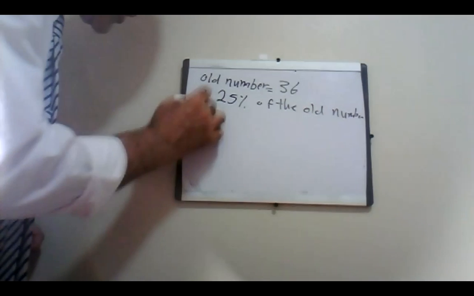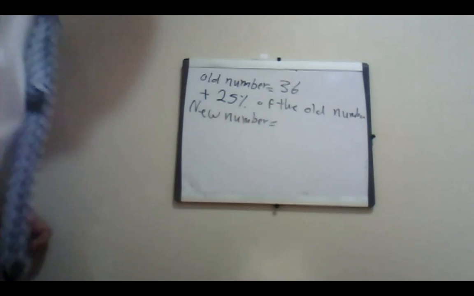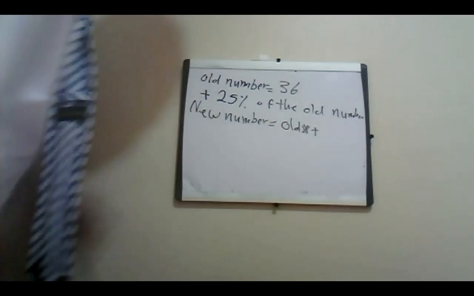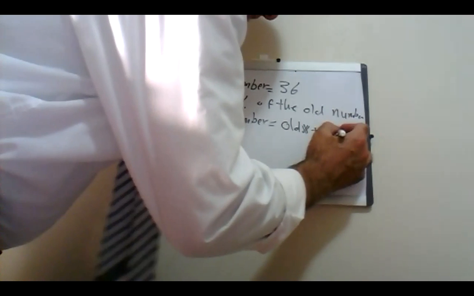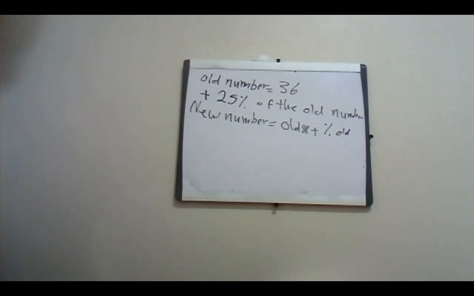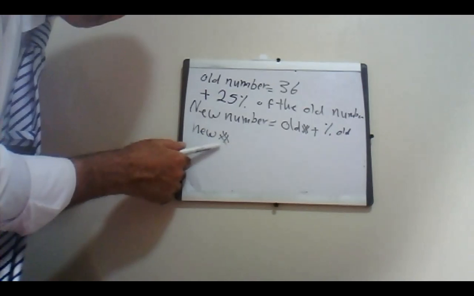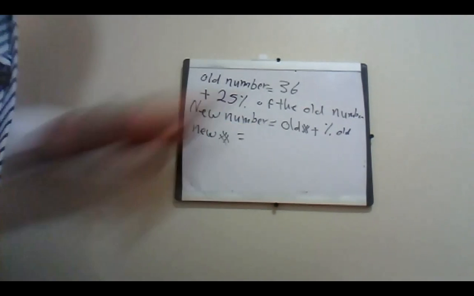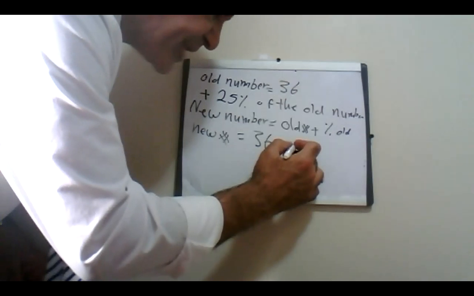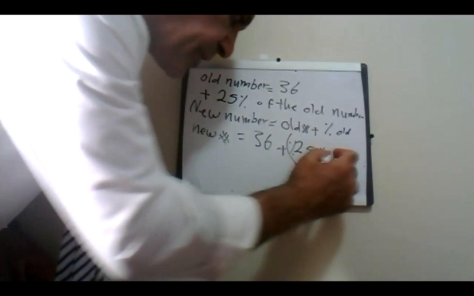So new number will be equal the old number plus the increase percent of old number. The increase of the old number. Okay, then the new number, I signal for number with this, will equal the old number was 36 plus the 25% multiplied by the same old number, which is 36.